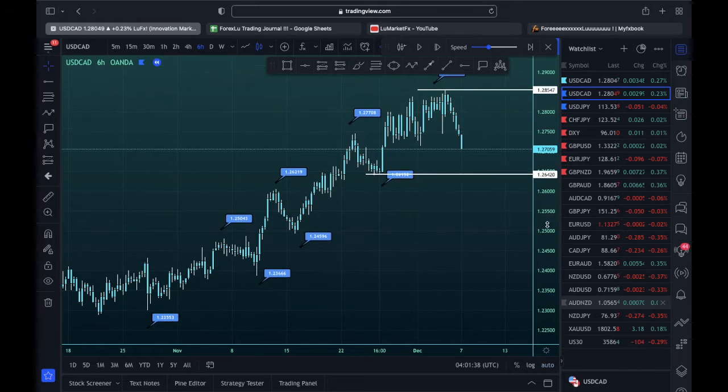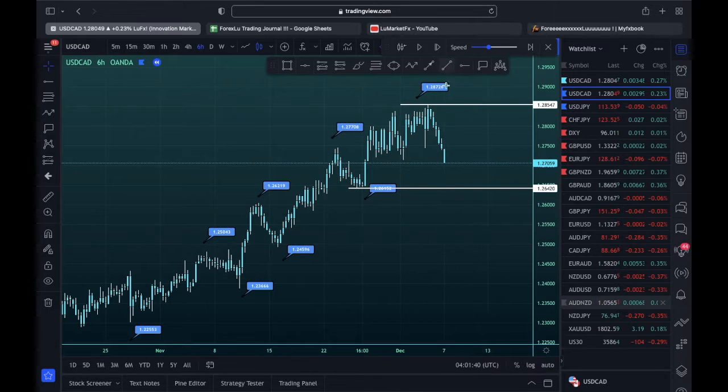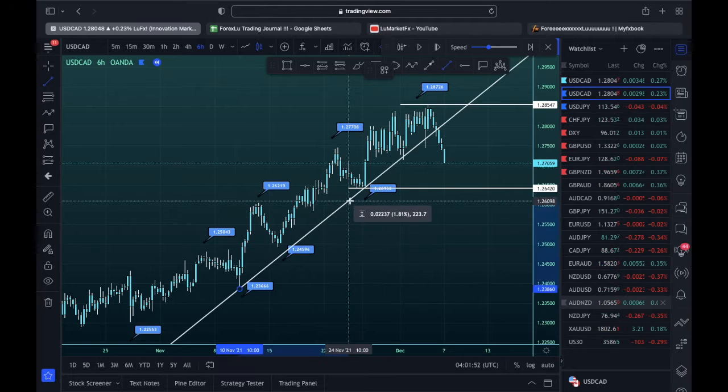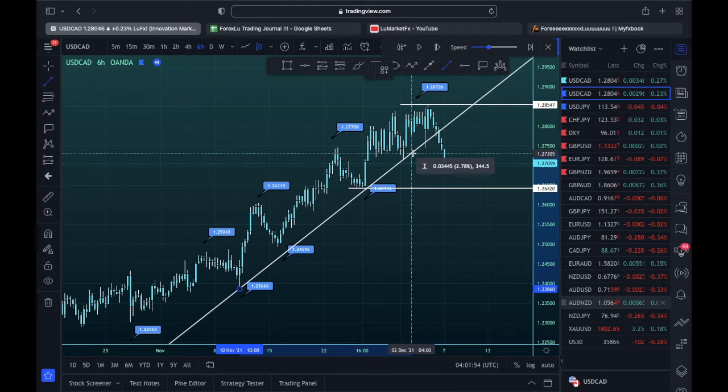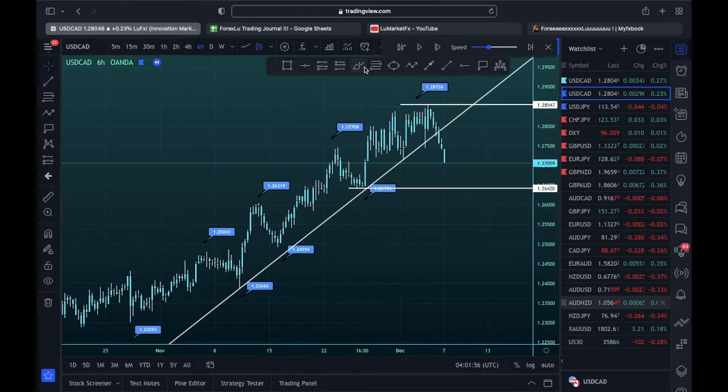So this is what I was looking at, and I was looking at price from this low, or from this higher low, to this higher high, and I was just waiting to see what price was going to do in between these ranges, right? So I also had a trend line marked up from this point to this point, right? And this is the first touch, and this is the second touch, right?